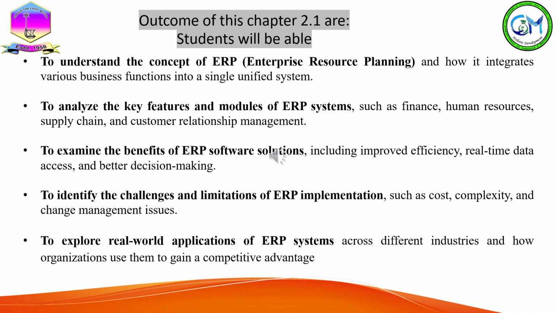Outcome of chapter 2.1: students will be able to understand the concept of ERP, enterprise resource planning, and how it integrates various business functions into a single unified system; and to analyze the key features and modules of an ERP system such as finance, human resource, supply chain, marketing, customer relationship management, etc. In all the fields we can use these ERP systems.